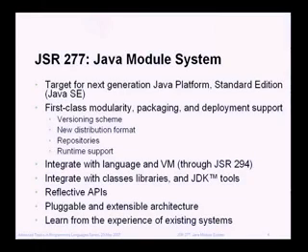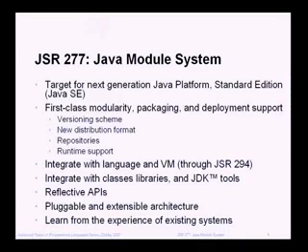So the goal of the Java module system, or JSR 277, is to produce a module system that addresses all these deficiencies and more. The Java module system is targeted for the next version of the Java SE platform. It will provide first-class modularity, packaging, and deployment support that is built into the platform.